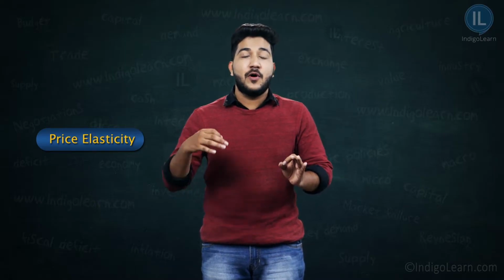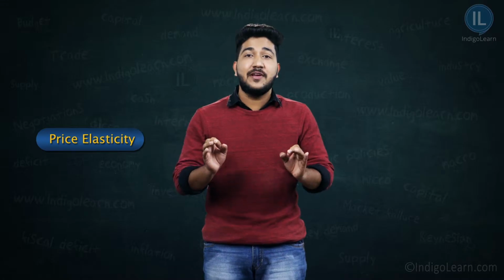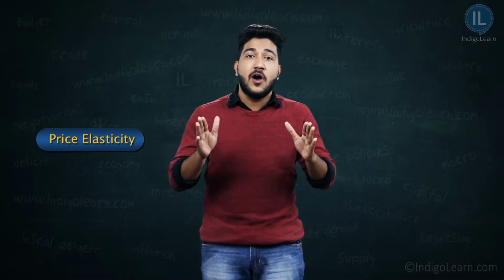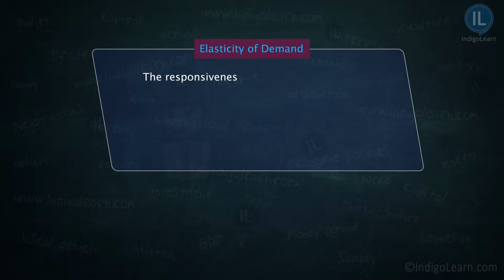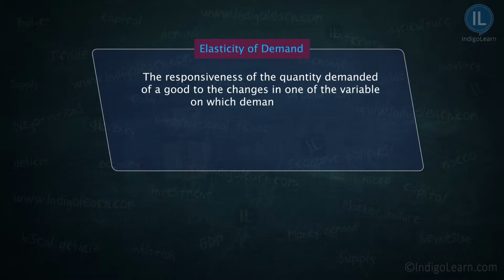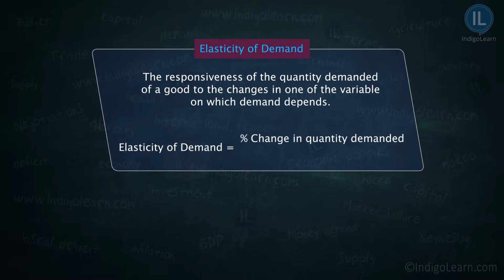Now before we go any further, let us just have a look at the textbook definition of elasticity. Elasticity of demand is defined as the responsiveness of the quantity demanded of a good to the changes in one of the variables on which demand depends. More precisely, elasticity of demand is the percentage change in quantity demanded divided by the percentage change in one of the variables on which demand depends.